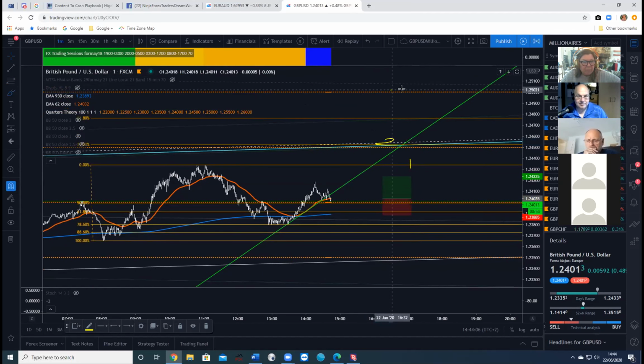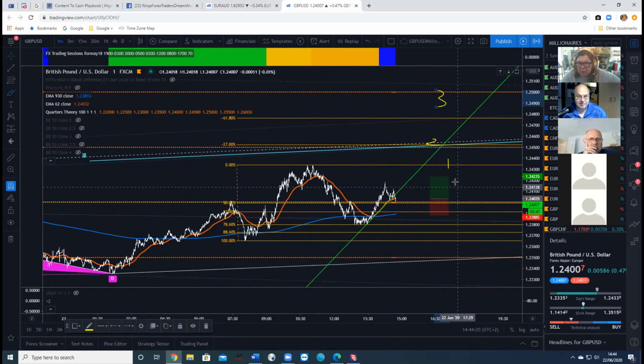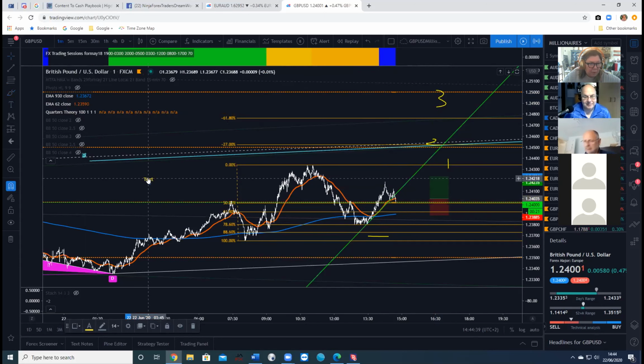That's a zone 2 because it's a pitchfork and quarter theory. And then somewhere around about here, 61.8 is 1.24768. Is that take profit 3, take profit 2 at the quarter theory at 1.24500, and take profit 1 at that 0%, which is 1.24340. So that's a nice one. Thank you for that, Brian. It being Monday and all.